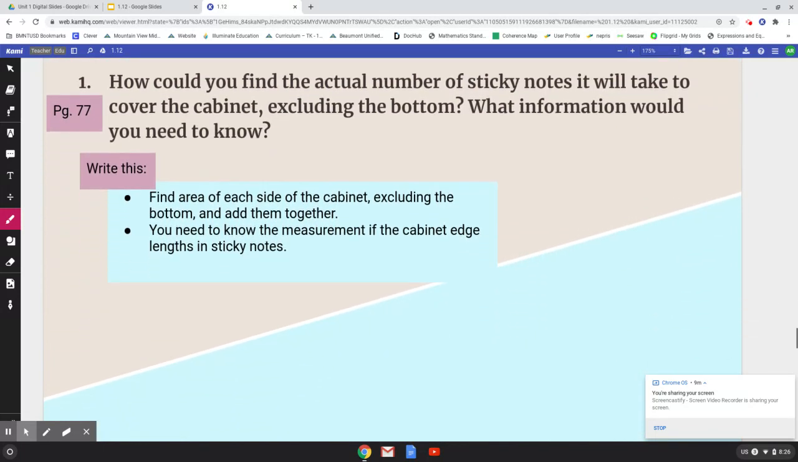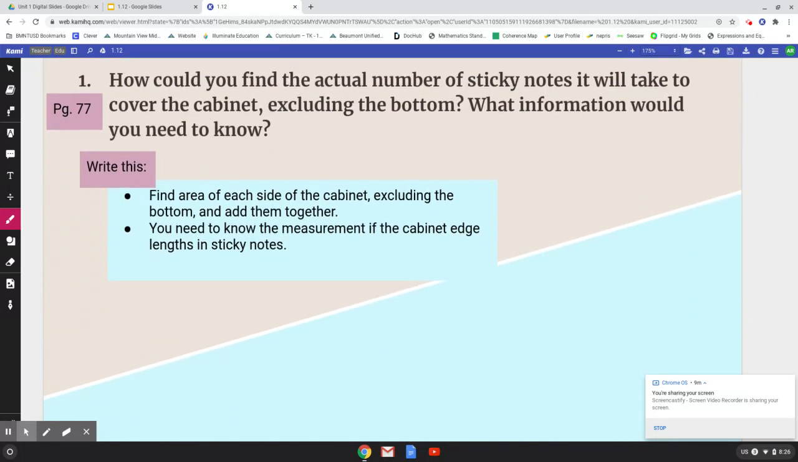So it says, we're on page 77, how could you find the actual number of sticky notes it will take to cover the cabinet, excluding the bottom? What information would you need to know? So you're going to write what I have for number 1. You're going to write, we would need to find the area of each side of the cabinet, excluding the bottom, and then we would add them together. And the information that you need to know is the measurement of the cabinet edge lengths in sticky notes. So if you need to pause the video, go ahead, but you need to write all of that for number 1.